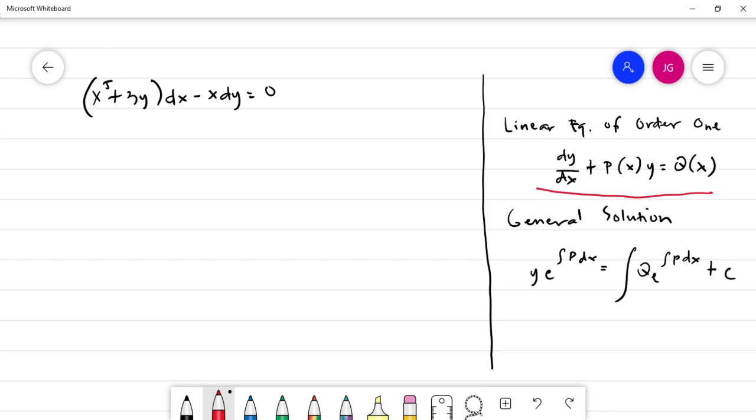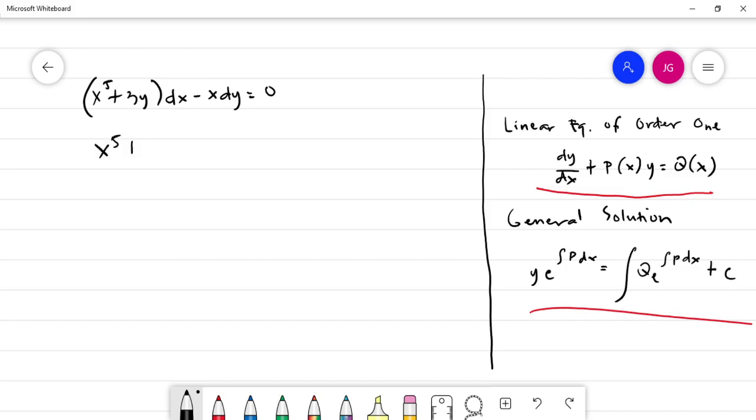We need to rewrite it in the form dy over dx plus p of x y is equal to q of x. Okay, so the general solution of this equation you can see below. Okay, so let's start. To get this equation on our right side, we need to transpose the terms. Okay, first step is we need to transpose the second term on the left side over to the right side.